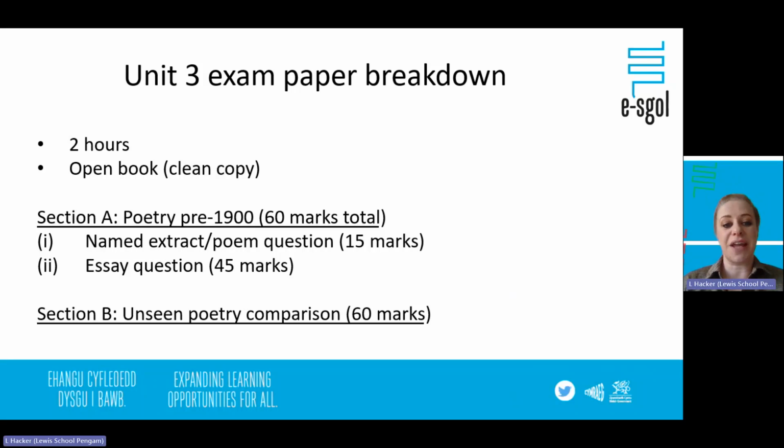So section A, as we can see, 60 marks total, is separated into 2 questions. The first is the named poem or extract question with 15 marks, which we will be covering today in this session. And the second question is the essay question for your named collection. That's with 45 marks. And section B is the unseen poetry comparison with 60 marks.